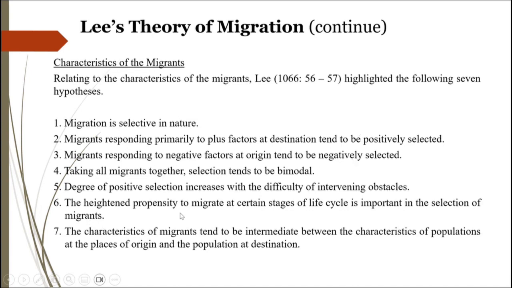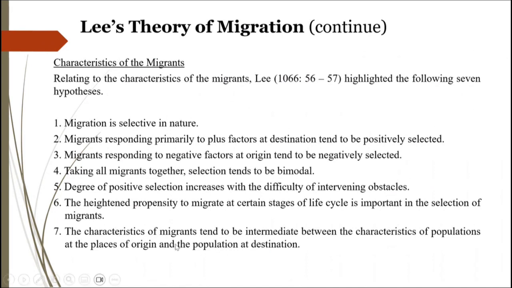The heightened propensity to migrate at certain stages of life is important in the selection of migrants. Of course, the migrants usually will be youngsters, graduates. For example, after you graduate with a degree, you want to migrate to Singapore. You will see fewer people migrate when they are 40 or 50 years old, unless they migrate together with their family. So it tends to be a stage of the life cycle. Maybe at 50 or 60 years old, you may have a counter stream migration. Let's say you migrate when you are in your 20s, you go to Singapore. When you are 60 and want to retire, then you come back to Malaysia.